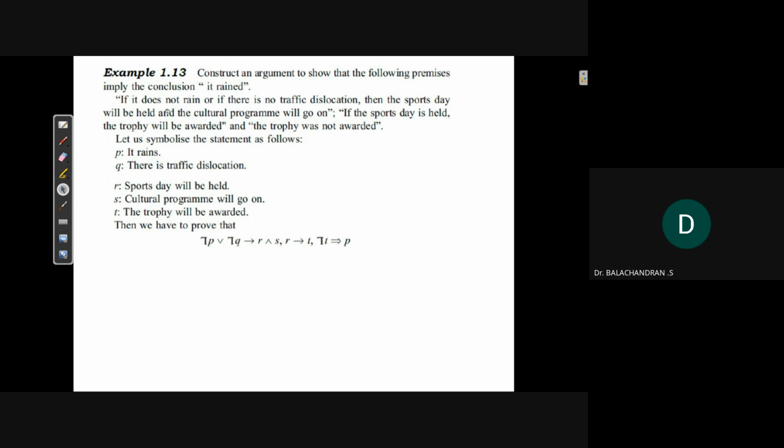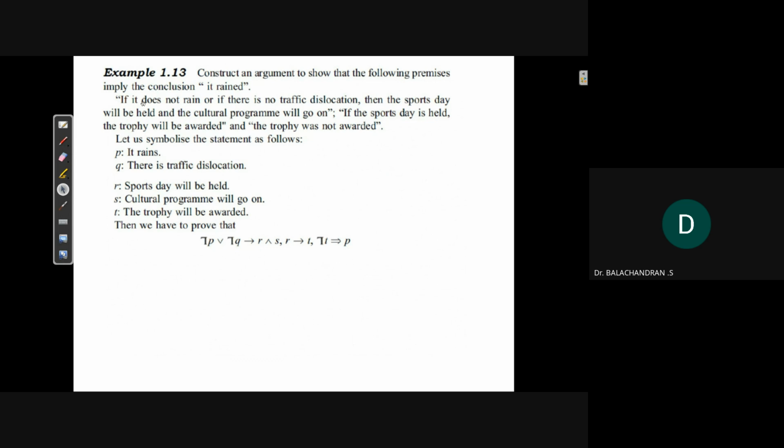So first I will take it rains, I'll take P. There is no traffic dislocation, I'll take Q. Sports day will be held, that is R. Cultural program will go on, that is S. The trophy will be awarded, that is T.